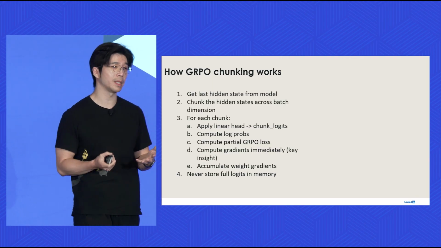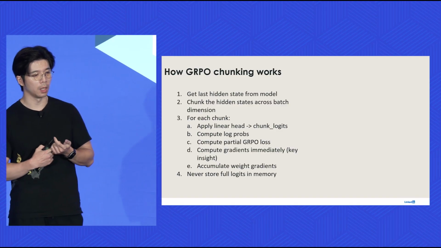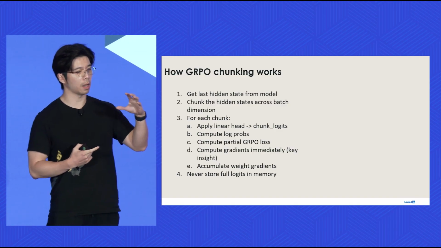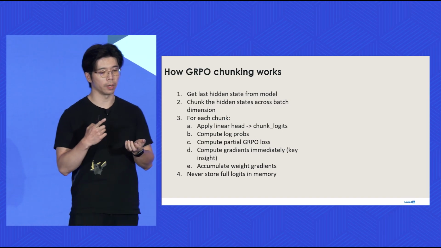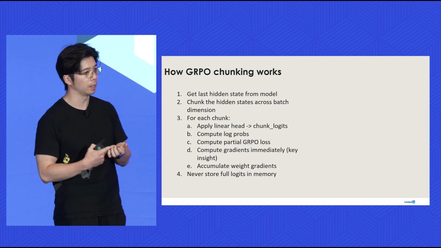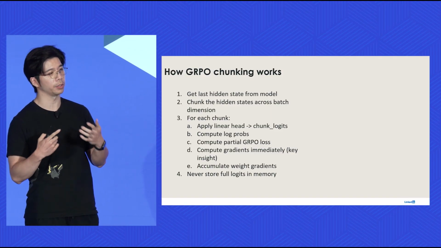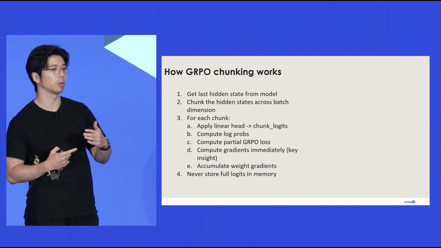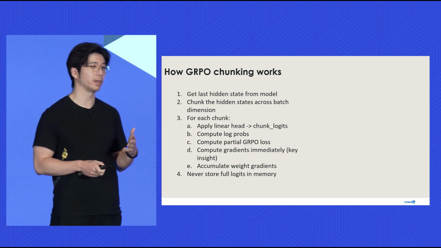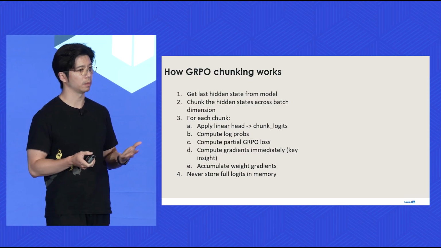So what we did in GRPO is that we simply take the last hidden layer of the output, and then we chunk on the batch or sequence dimension. Then we calculate the logits, the log probability, and the loss, and we get the gradients immediately by leveraging the torch grad value function. Then we just accumulate the gradients. By doing so, we never need to materialize the entire logits for all the output.